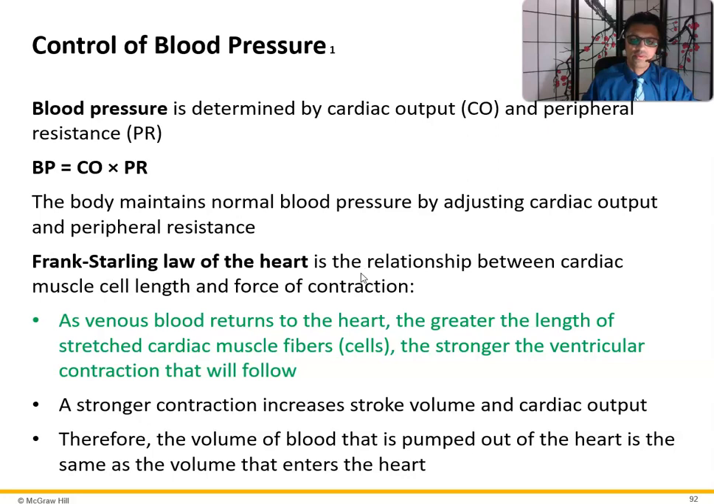Frank-Starling law of the heart is the relationship between cardiac muscle cell length and the force of contraction. As venous blood returns to the heart, the greater the length of the stretched cardiac muscle fibers, the stronger the ventricular contraction that will follow. A stronger contraction increases stroke volume and cardiac output. Therefore, the volume of blood that is pumped out of the heart is the same as the volume that enters. Okay.